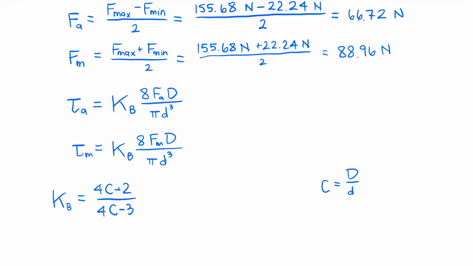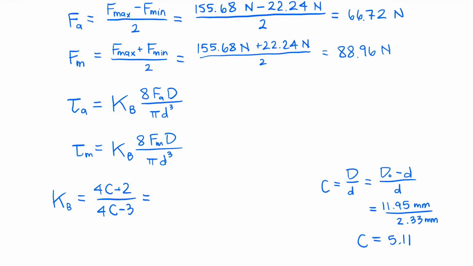And our mean coil diameter is just our outer diameter, which is the one that we're given, minus a wire diameter. So we plug all this in, we get 11.95 millimeters for the mean coil diameter, and then divide that by 2.33 millimeters. So C is 5.11, and that's dimensionless.